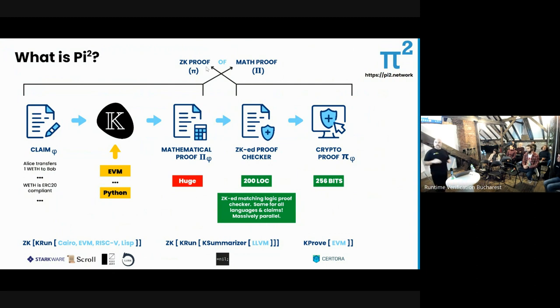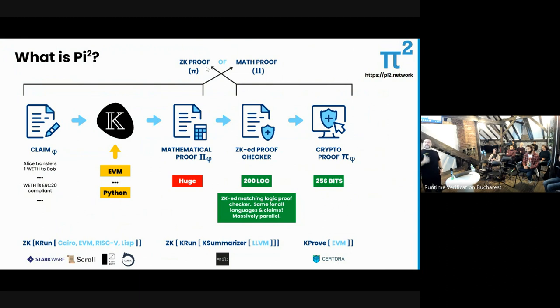Okay, so, right. And if you want to instantiate this paradigm, the pi squared paradigm is more general even than matching logic. But if you want to instantiate it, you need to pick a logic here. You don't need to pick a framework, okay? You can use Coq or Lean to generate the matching logic proofs. Eventually, you need to get a proof in the mathematical logic of choice. And our mathematical logic of choice here is matching logic.